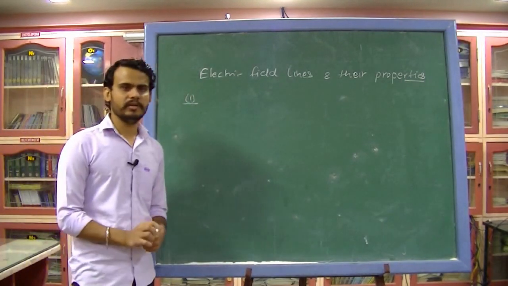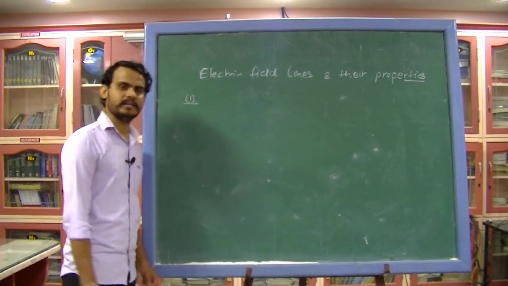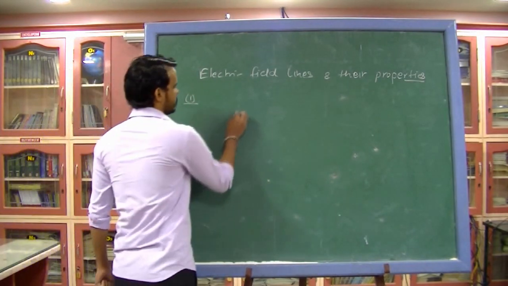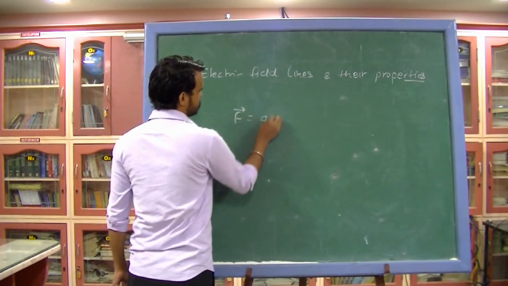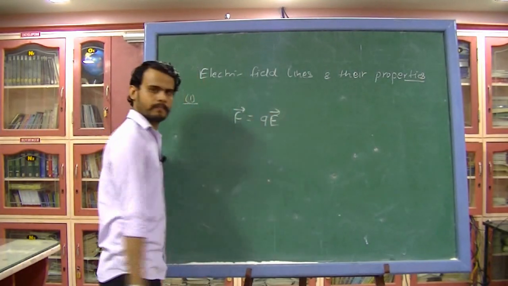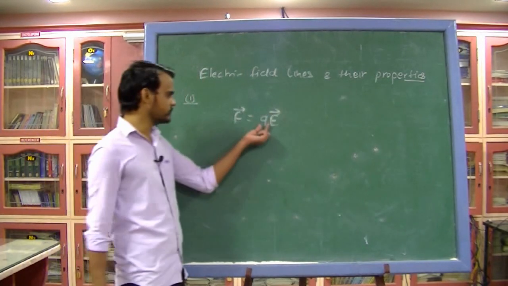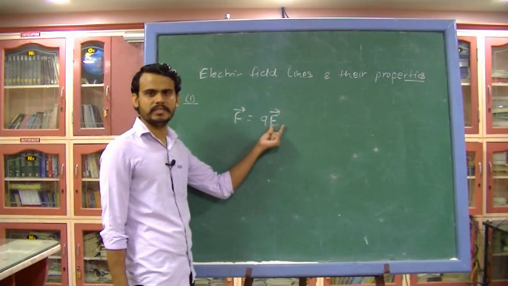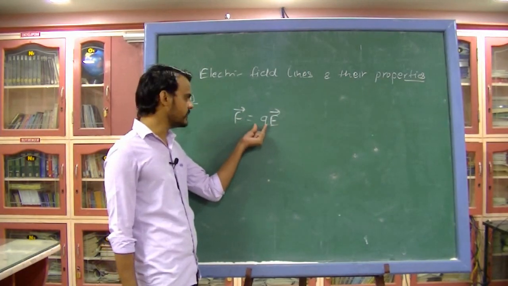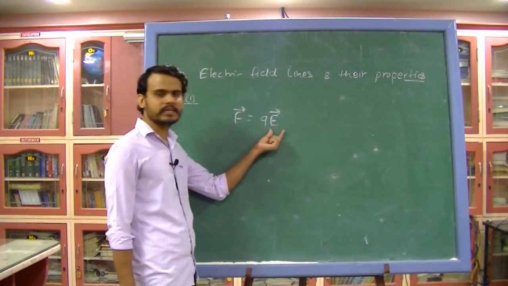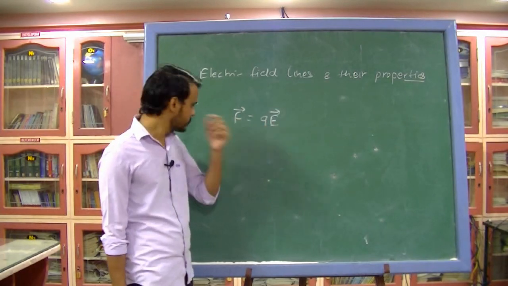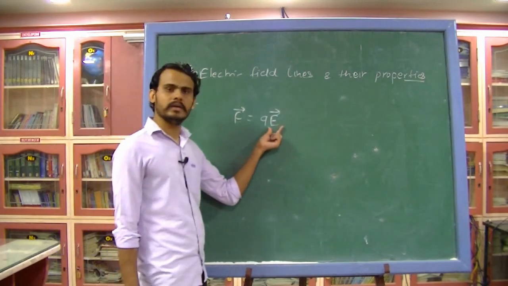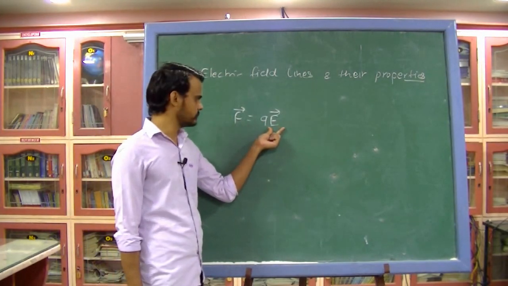Now, second property of electric field lines. We have defined electric field as force per unit charge. So, I can write electrostatic force will be equal to Q into E. Now, if the charge is positive, the direction of the force and direction of electric field will be the same. If the charge is negative, then the direction of the force and direction of electric field will be opposite. So, I can say direction of electric force will always be along the direction of electric field lines.